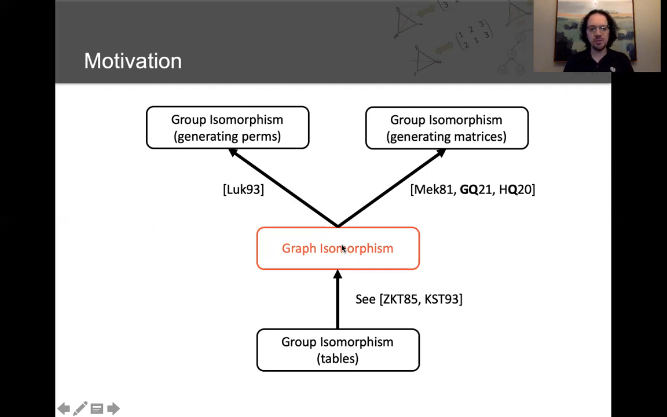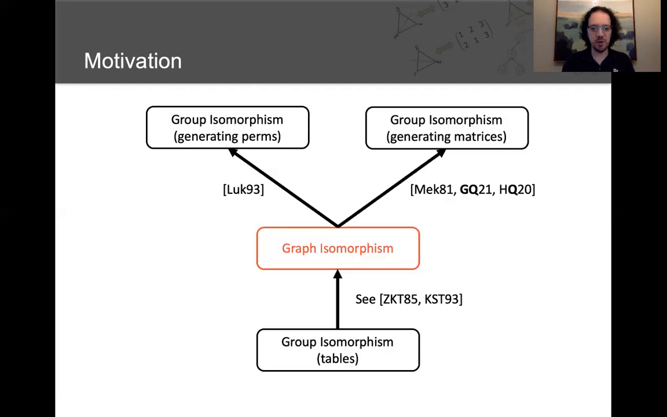But when the group is given to you in a more realistic model from the point of view of a computer algebra system, say by a generating set of permutations or a generating set of matrices over a finite field, graph isomorphism now reduces to the isomorphism problem for groups in either of those models. Nonetheless, although the table model is not particularly practical from the point of view of computer algebra systems, it's still interesting theoretically. You can think of this as special cases of graph isomorphism that seem to be hard. And indeed, the running times are quite close.